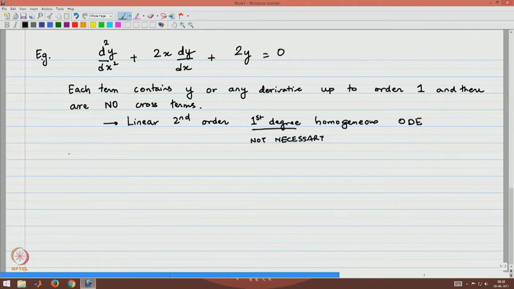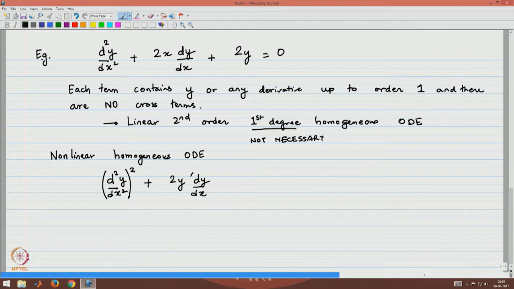So, you can also have a non-linear homogeneous ODE. Okay. So, you could have a differential equation that is homogeneous but non-linear. So, for example, you could have something like d square y by dx square, whole square, plus 2y dy by dx plus 3y square equal to 0.